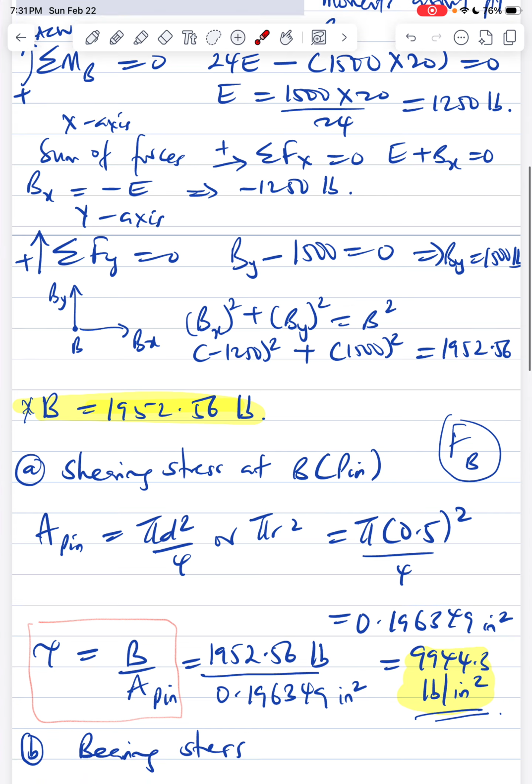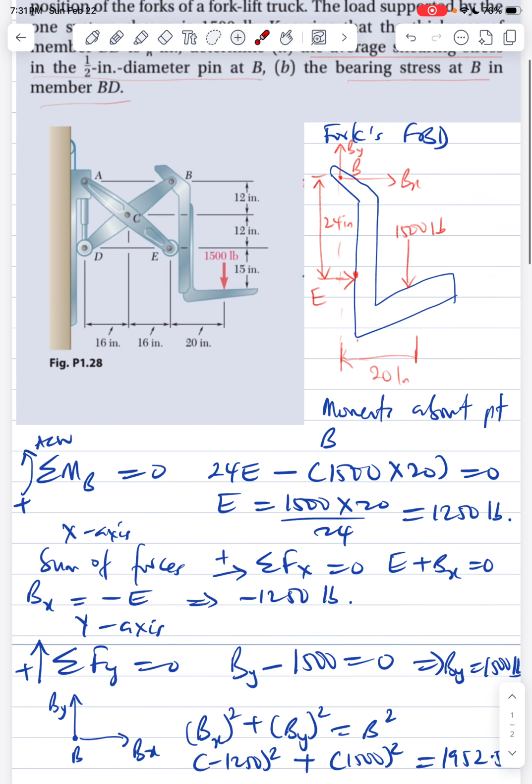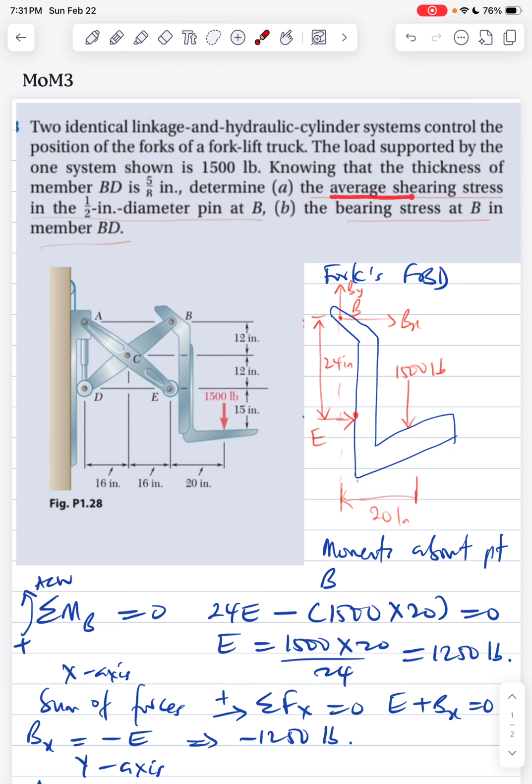Now for shearing, the question says determine the average shearing stress in the half-inch diameter pin. So the pin here is half-inch diameter. Then the thickness of this member BD, which the pin is going through, is 5/8 inch. So we're going to be finding the average shearing stress and the bearing stress.